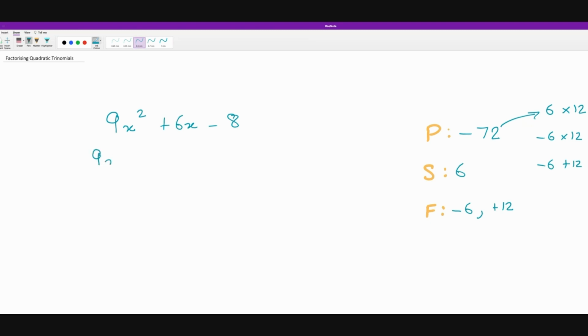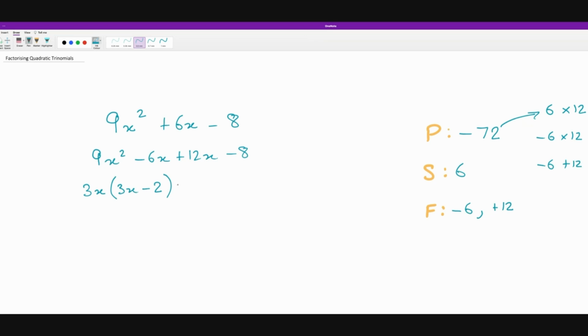So we will have 9x squared. Let's replace this 6x with our two factors. So we'll have a minus 6x plus 12x minus 8, like that. And now let's imagine drawing a line halfway down the center and isolate these two groups and factorize them individually. Let's start with this first group over here. If I take out a factor of 3 and x, I get inside my bracket 3x minus 2. That's the first one done. Let's have a look at the second one.